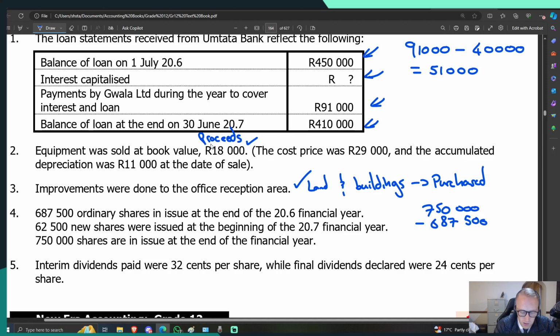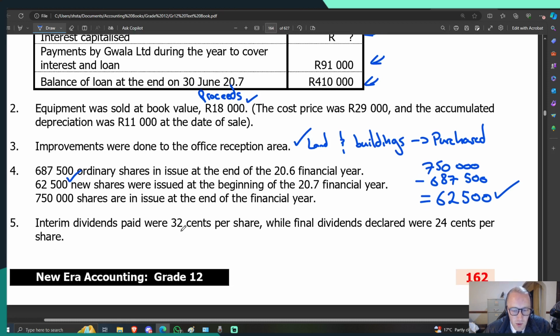750,000 shares minus the 687,500 shares at the end of the year gives us a change in shares of 62,500 shares. Now the fact that we issued 62,500 shares and our change in shares is 62,500 shares tells us that we did not repurchase any shares. We only issued new shares.